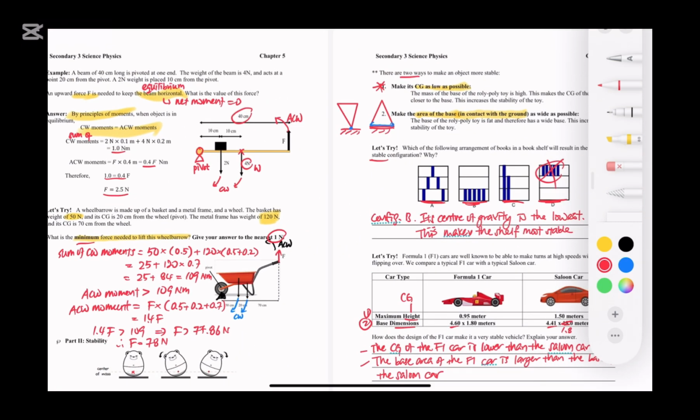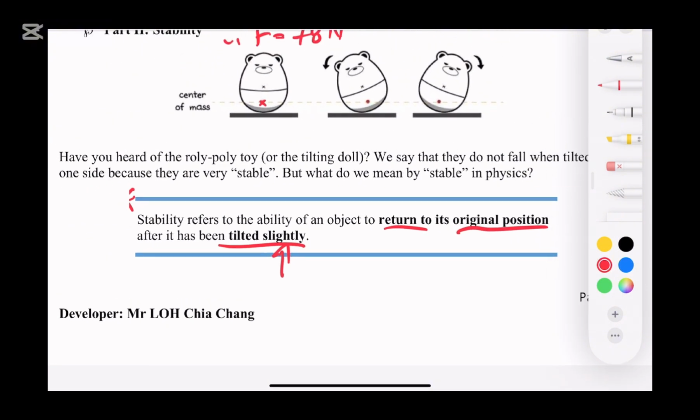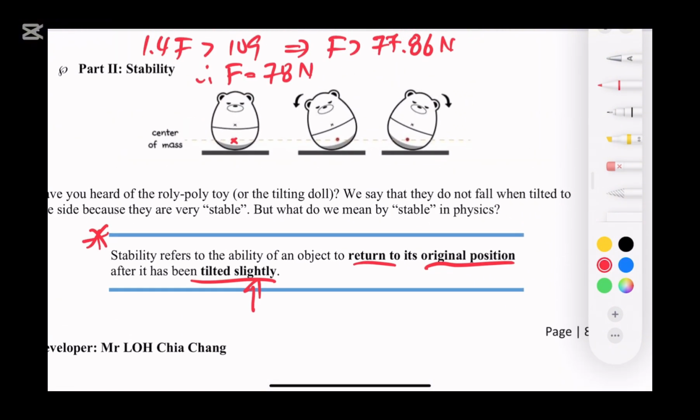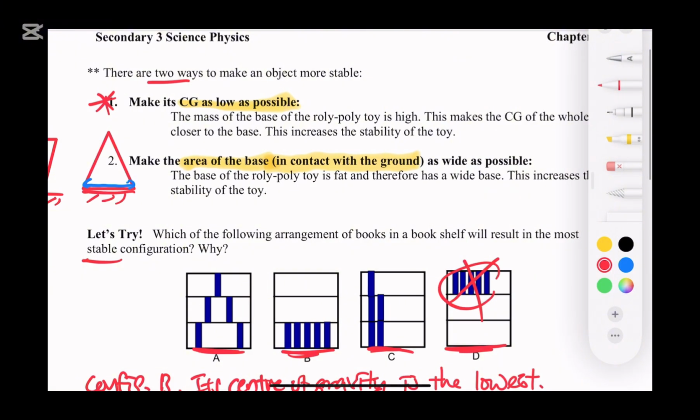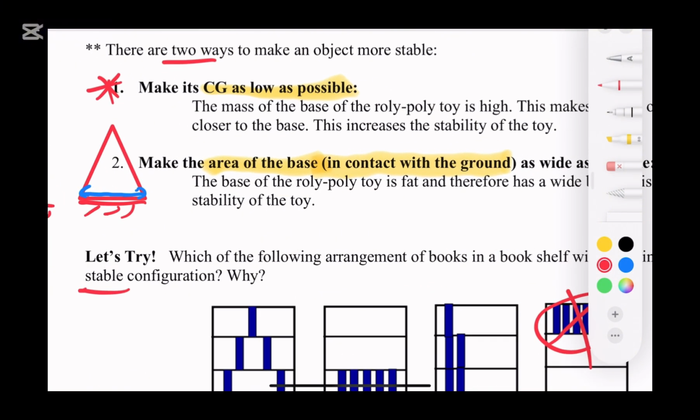And last but not least, we look at the idea of stability, which is the ability of the object to return to its original equilibrium position after being tilted slightly. Yeah, so there are two factors here. One is low CG and the second one is wide base area.